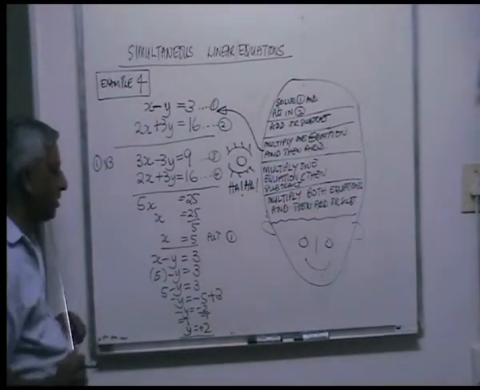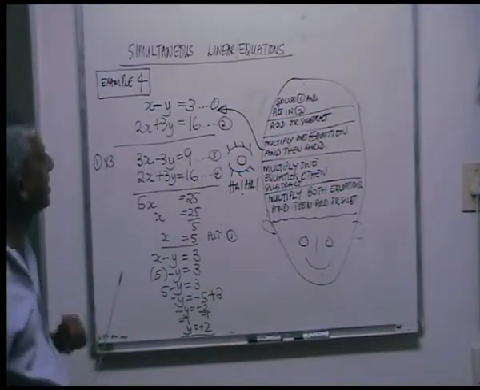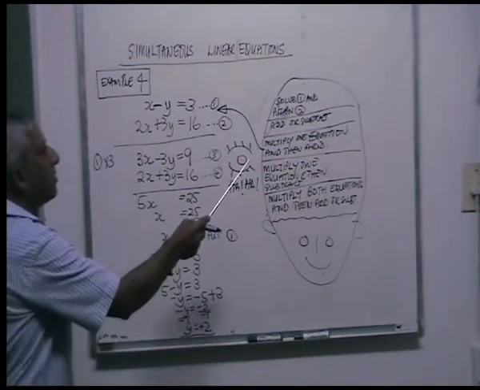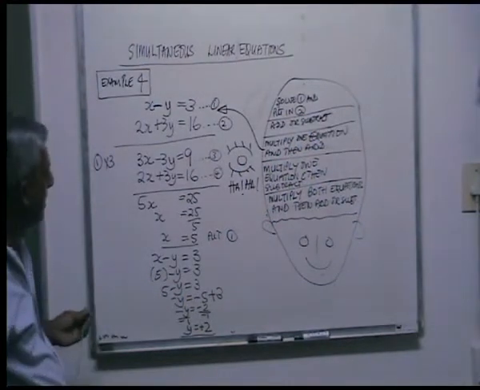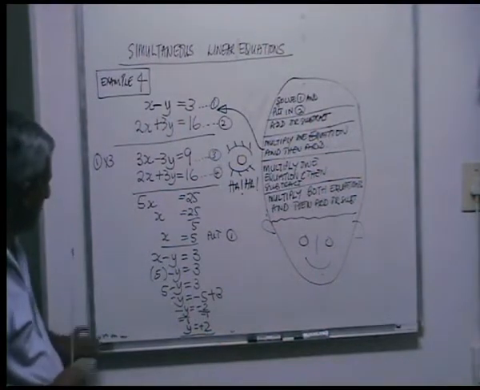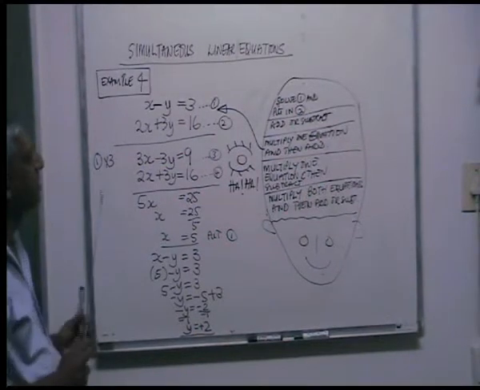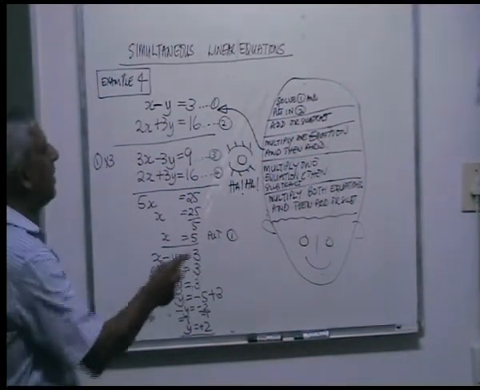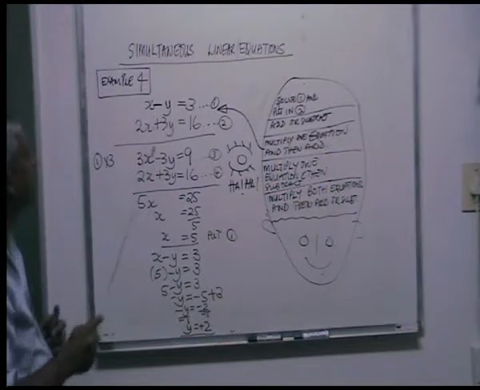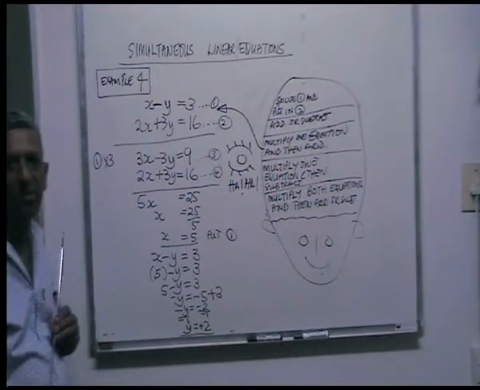Alright, so that was example 4. Now what I'm going to do is move on to example 5, and then I'm going to come back to this example to show you how you can use that method on this example. Alright, so that brings us to the end of example 4. In this example we had to multiply one equation, that one there, and then add after that. So that's what we did. We multiplied number 1 by 3. Okay, let's move on to example 5.